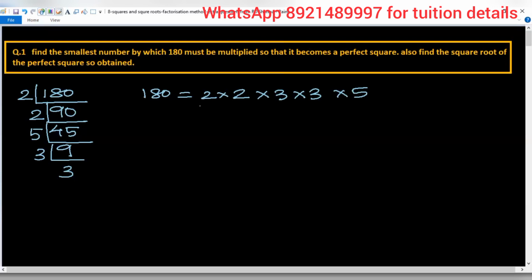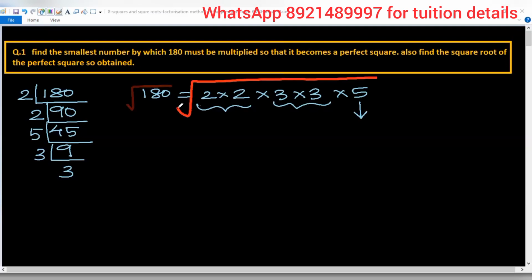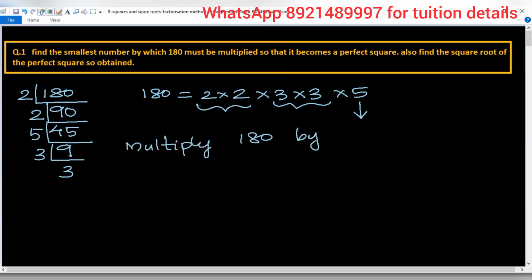When we observe this, what we can find is 2 is having a pair, 3 is also having a pair. But what about 5? 5 is not having any pair. We know when we take the square root, from each and every pair, we can take one out. But here 5 does not have any pair, so actually 5 needs a pair. That means multiply 180 by 5 to make it a perfect square. Understood? We have to multiply 180 by 5 to make it a perfect square.